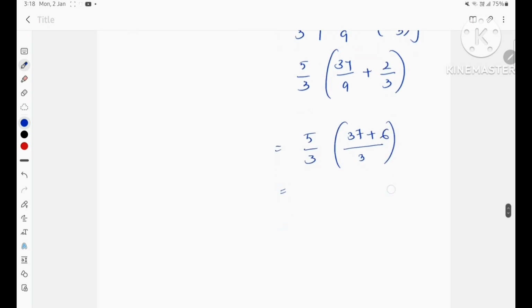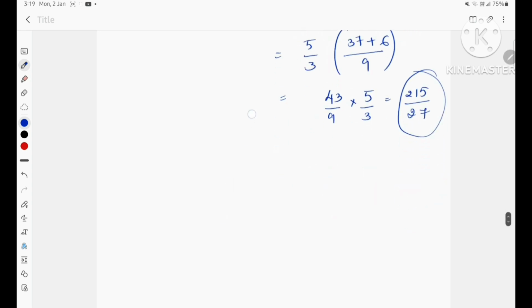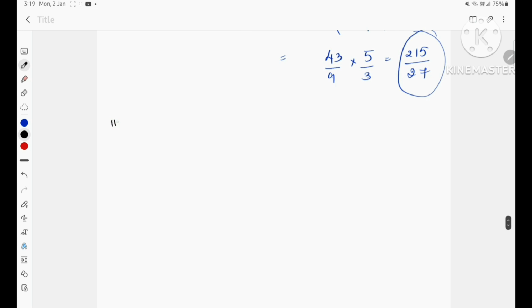Just 5 by 3 into 43 by 9. So it is going to be 215. If you multiply 5 by 3 with 43 by 9, you get 215 by 27. So that's the second part.